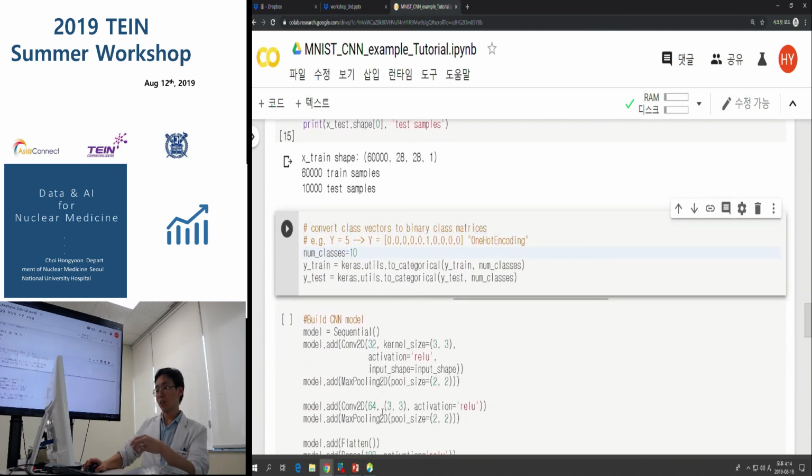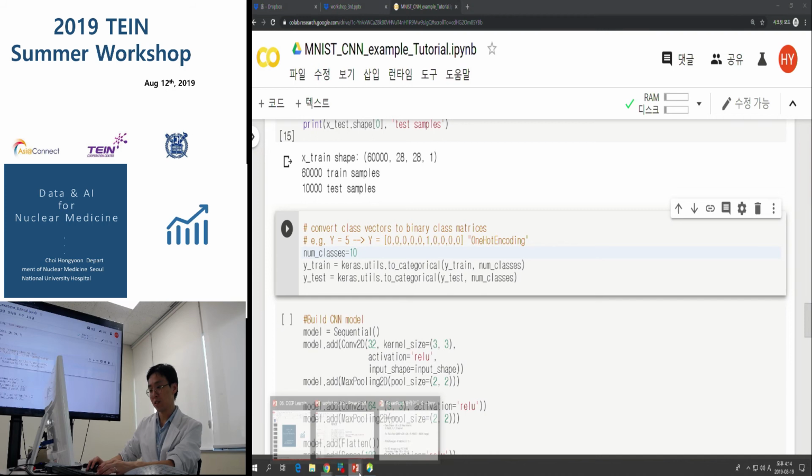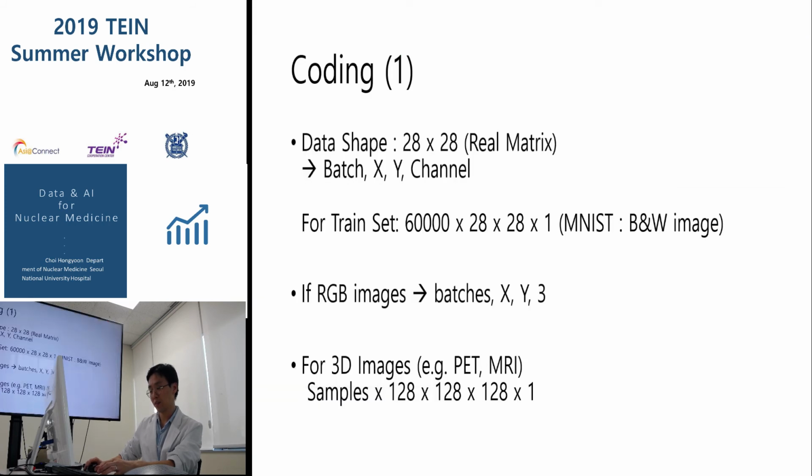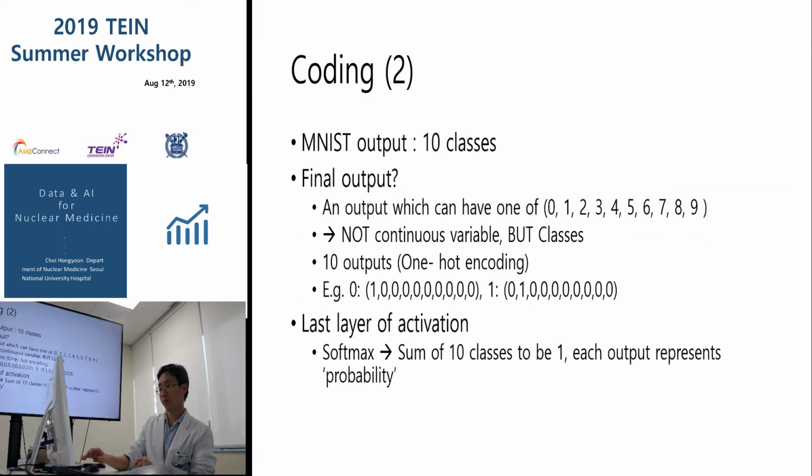Okay, and the second pre-processing is the label. MNIST output is 10 classes, and each output is one of the numbers 0, 1, 2, 3, 4, 5, 6, 7, 8, 9. However, these are not continuous variables. We need classes. So we should change these to class encoding, which is named one-hot encoding.